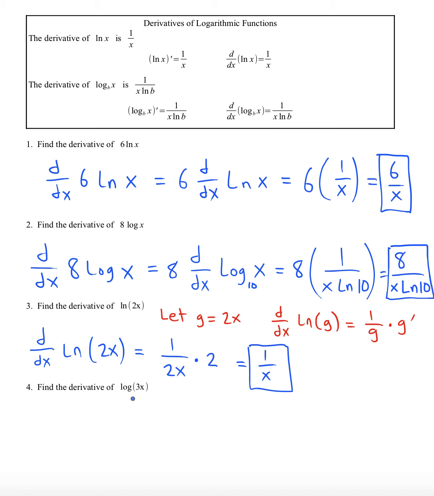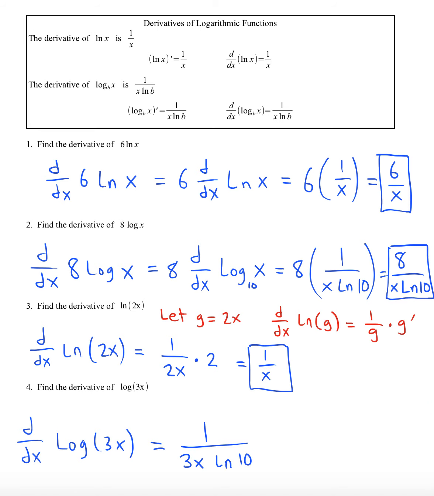Lastly, let's find the derivative of log of 3x. It's going to be similar to the one above, except we'll use the rule here. Okay, we want 1 over the argument of the log function, which will be 3x. Then we'll multiply by ln of the base, which here is assumed to be a 10.